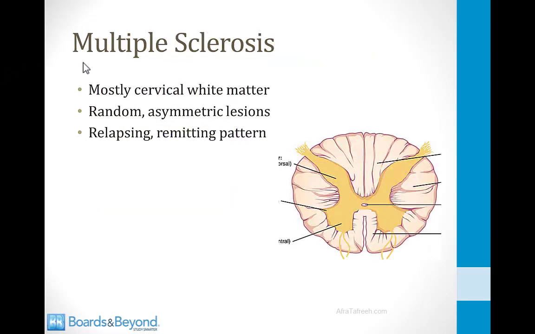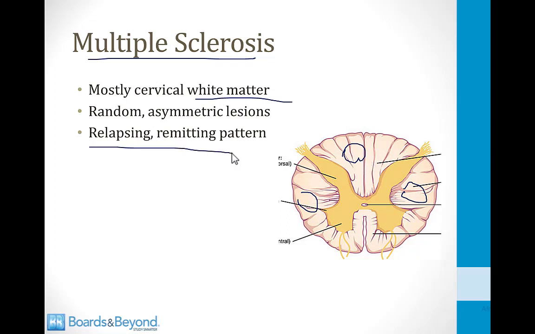Multiple sclerosis is a condition I discuss in a separate module, but what you need to know regarding the spinal cord is that it is a white matter disease. It's a demyelinating condition. So what you'll see on spinal cord cross-sections will be random asymmetric lesions, maybe one here, maybe some in the back here in the posterior column. And then it characteristically follows this relapsing, remitting pattern. It usually affects young women, and they will have symptoms in one region of the body for a period of time that will go away and then come back in another region. And this also affects the cortex and the brainstem, not just the spinal cord.